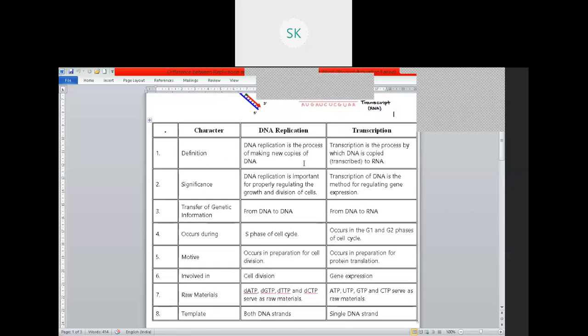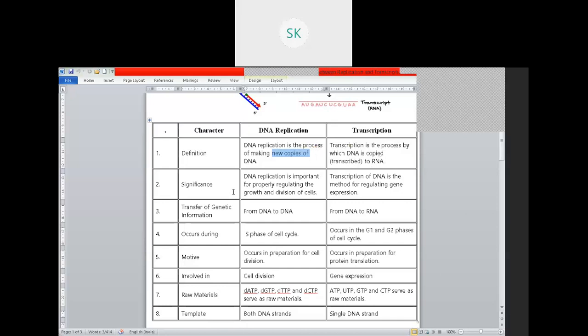So, definition of DNA replication. Here, this DNA replication will be useful for formation of new copies of DNA. That means a daughter DNA will be produced by the process of replication. In the transcription process, the DNA information, the hereditary information, will be copied, and mRNA will be formed, and this copy will be reaching the cytoplasm area. So here there is no formation of new DNA copies.